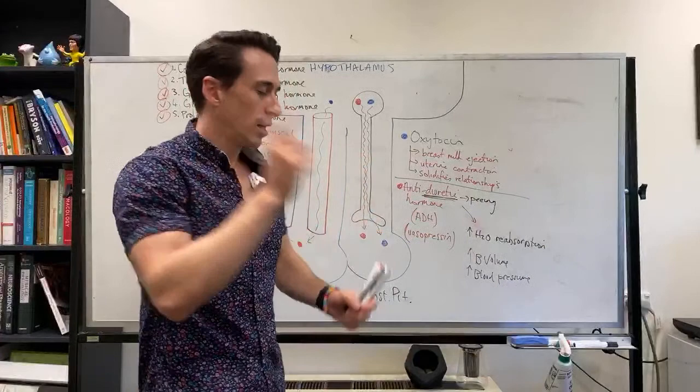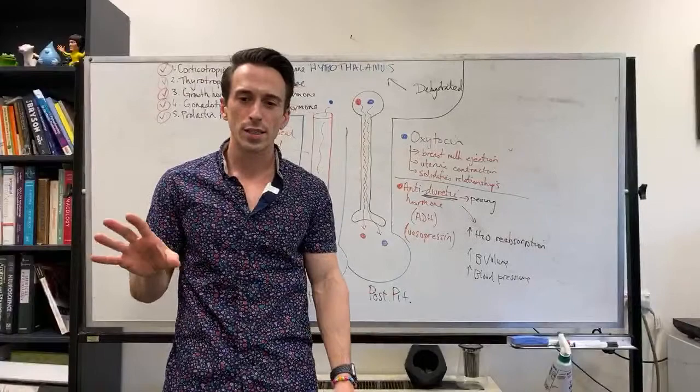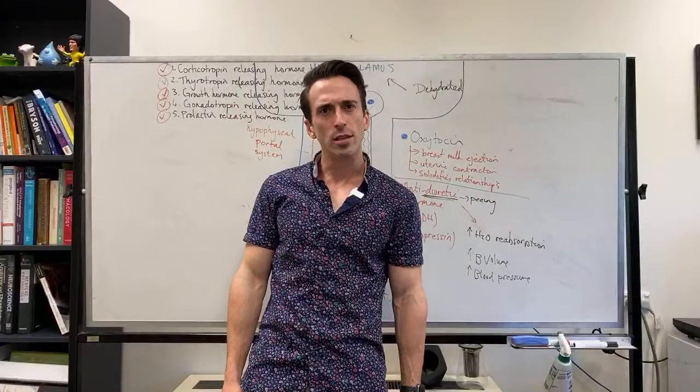When you're dehydrated, this is a stimulus to the hypothalamus. It does a couple of things. Hypothalamus, all of a sudden you go, I'm thirsty. You know that thought always comes out of nowhere, you go, I'm thirsty. And you take a drink. That's coming from your hypothalamus.